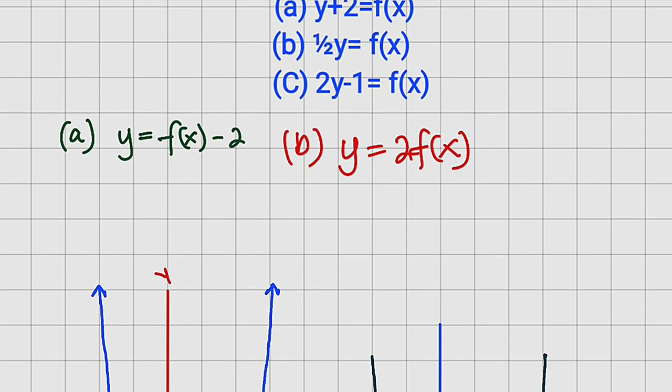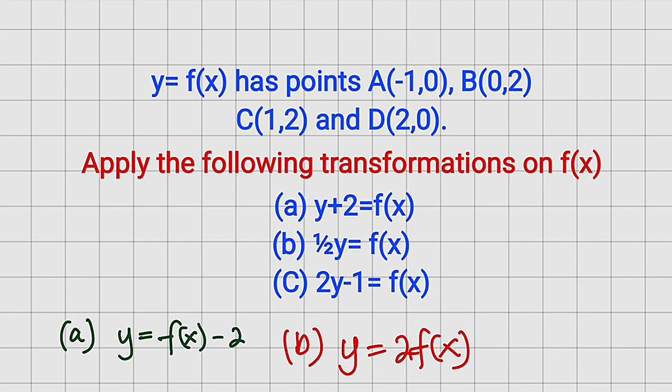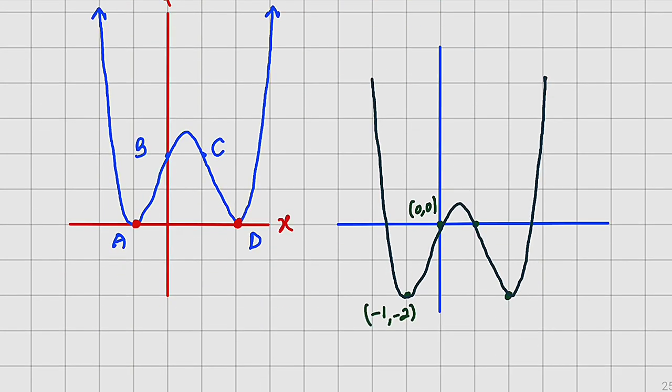First of all, because everything is affecting only the y coordinate, the coordinate here will be multiplied by 2. And 0 times 2 is still 0, right? So we are going to locate negative 1 comma 0. So negative 1 comma 0 lies here, so it is not going anywhere. It remains where it is.